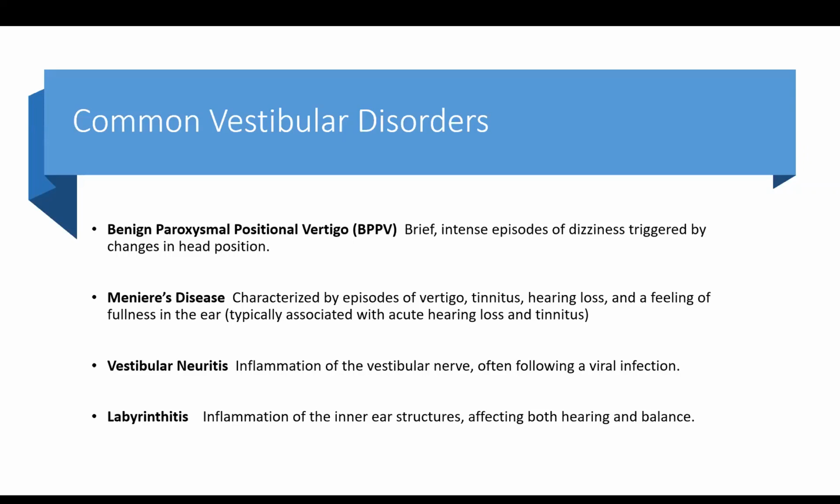Vestibular neuritis and labyrinthitis. So vestibular neuritis would be an inflammation of that vestibulocochlear nerve that supplies the neurological supply into the inner ear. Labyrinthitis is an inflammation of the inner ear structures. Both of these can affect our general sense of being upright with symptoms of dizziness, imbalance, and if it gets very bad, even leading to falls.